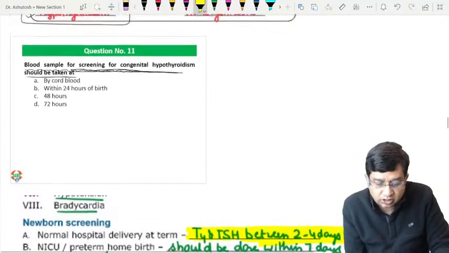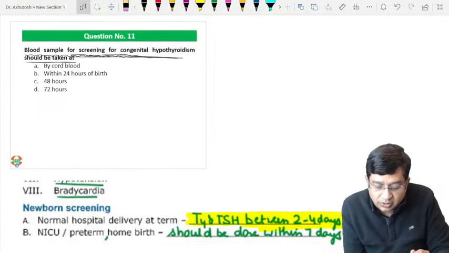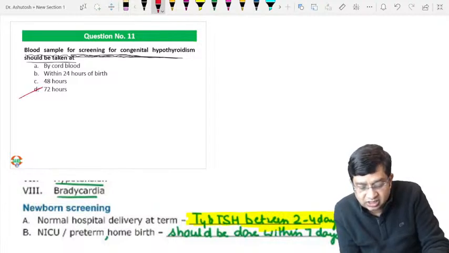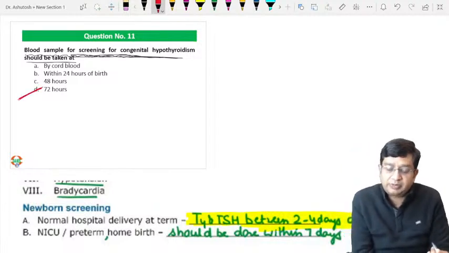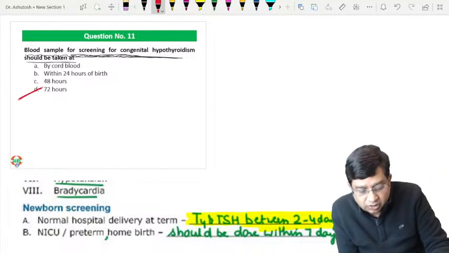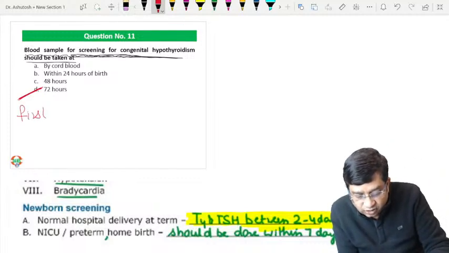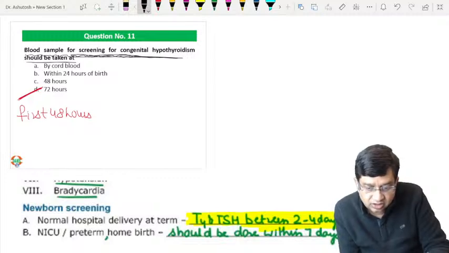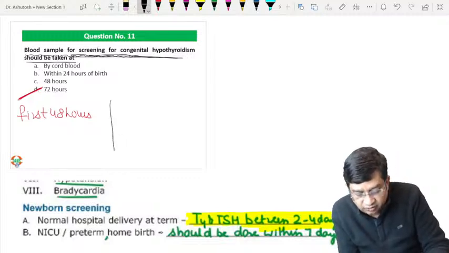And you should, अगर choices आपको ऐसे दे रखी थी, cord blood within 24 hours, 48 hours, तो आपका बेस्ट आंसर क्या है? 72 hours. आपका बेस्ट आंसर क्या है? 72 hours, because in the first 48 hours, if you particularly see, TSH level can increase, right? And this becomes normal within 2 days.